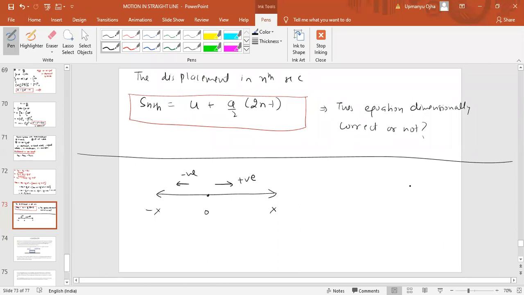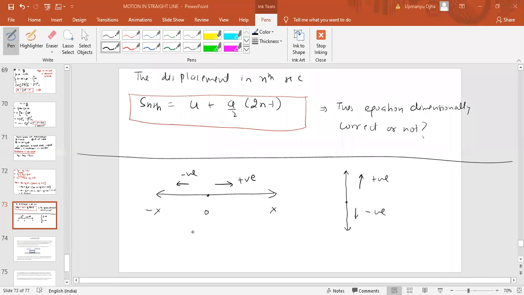Next point. If the particle is moving in the vertical direction, like when we deal with motion in gravity, then upward is taken as positive and downward is taken as negative.